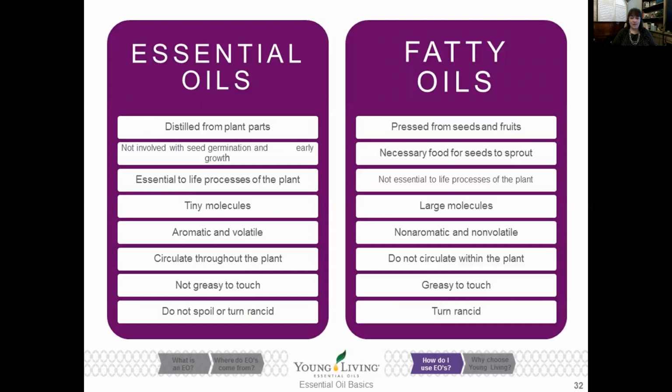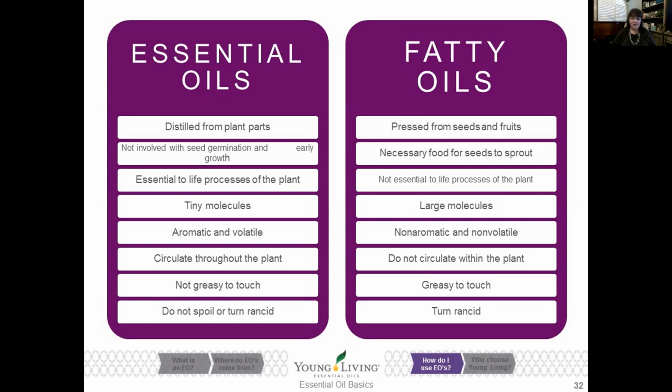And here is a slide that answers a common question. We won't talk in depth about each of these things, but we'll highlight a few. What are the differences between essential oils and fatty oils? Essential oils are distilled from plant parts. They are not involved with seed germination and early growth. Essential oils are essential to life processes of the plant. They are tiny molecules. They are aromatic and volatile. They circulate throughout the plant. They are not greasy to the touch, and they do not spoil or turn rancid.